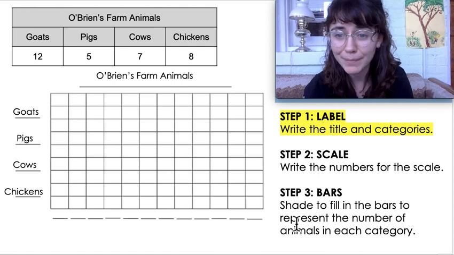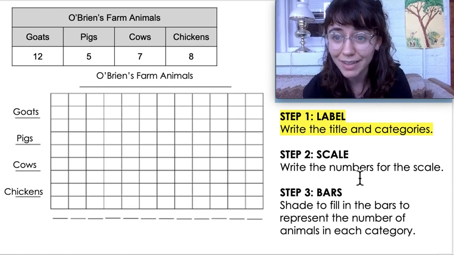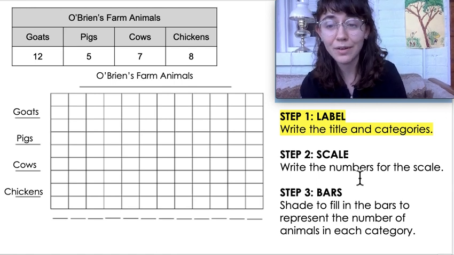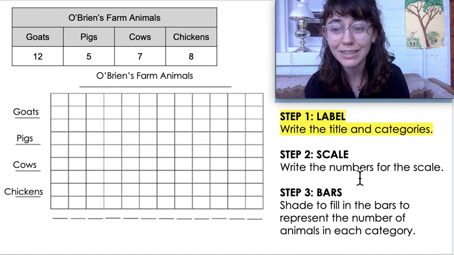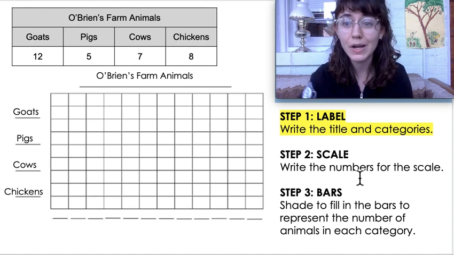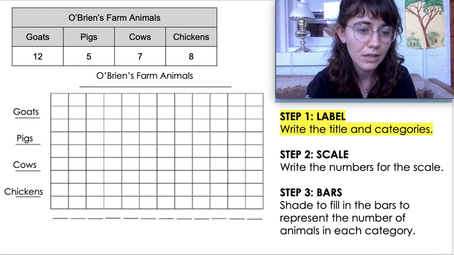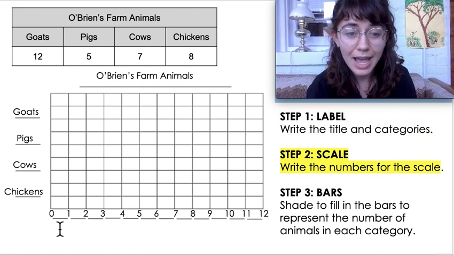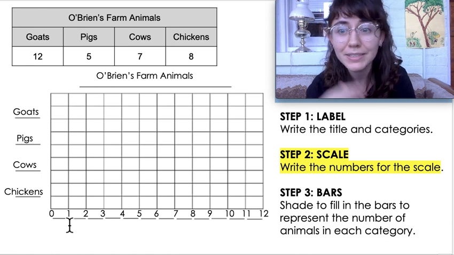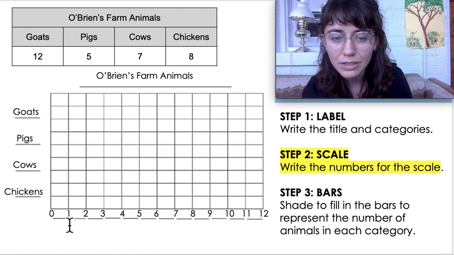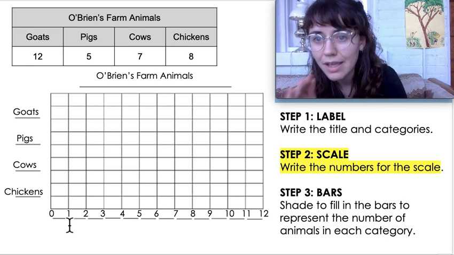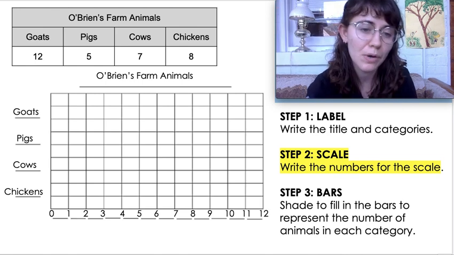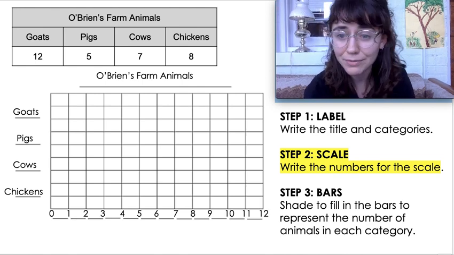Next up, my next step is to write the scale. This is new. On all of our other graphs, we haven't had a scale, but a scale is just numbers starting from 0 and counting up by ones. So I fill it in just like this. I make sure that my numbers line up with the lines so that once it's full, it's that many. So that's all it is for the scale.